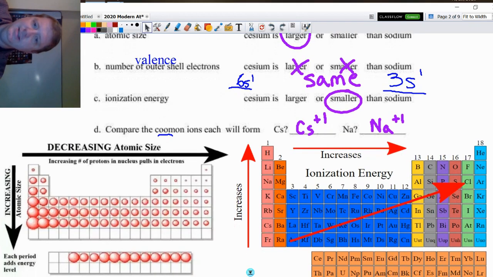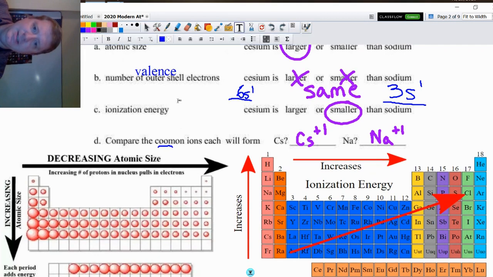Ionization energy. This is the energy it takes to remove an electron. How hard is it to remove an electron? That's what ionization energy is. And the trend was, as we get closer to helium, it gets harder and harder. You have to put more and more energy in. If you get closer to francium, it gets easier and easier. So it's very easy to steal from francium, harder to steal from helium.